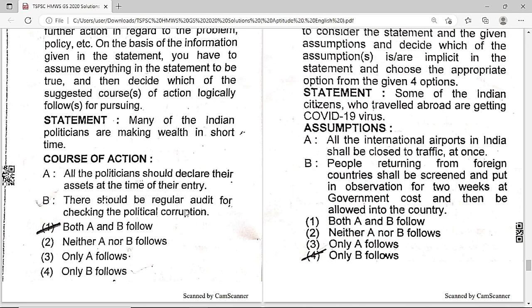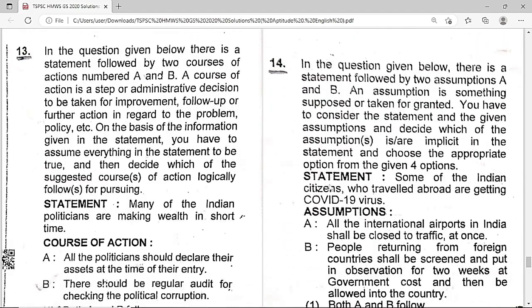Yes, all the politicians should declare their assets at the time of their entry. Yes, it can happen. And the course of action B, there should be regular audit for checking of political corruption. So if these two course of actions happen, then definitely we can control the Indian politicians to become rich in a very short span of time. So our answer is both A and B are going to get followed. So this is the correct solution of this question. So let's solve another question.